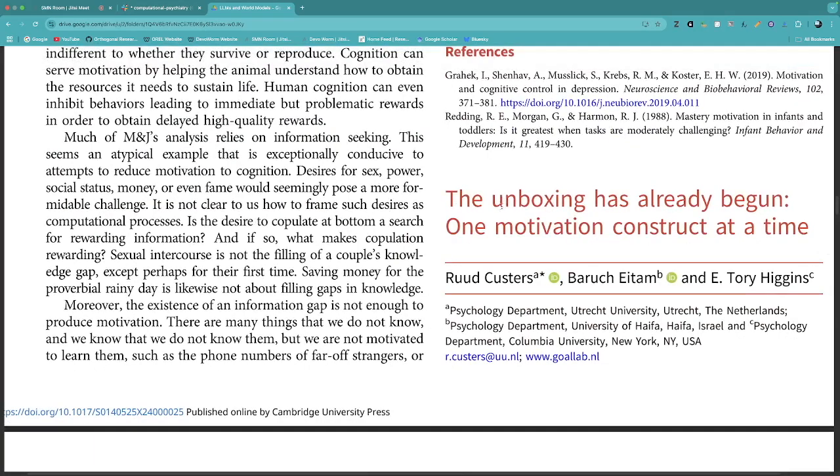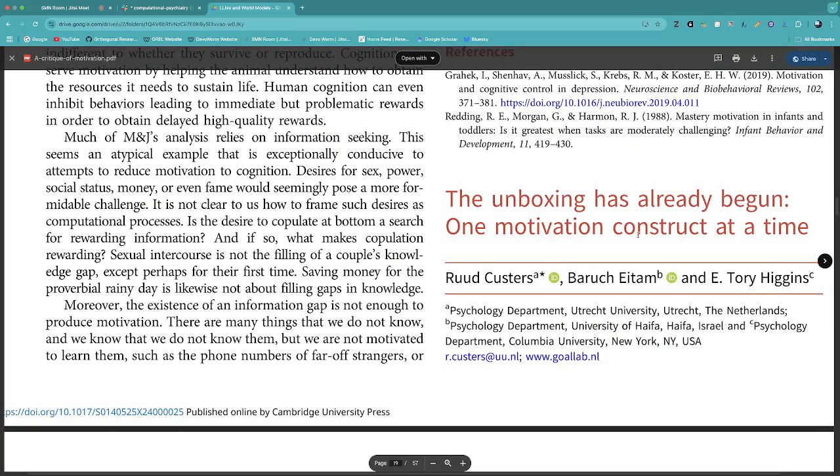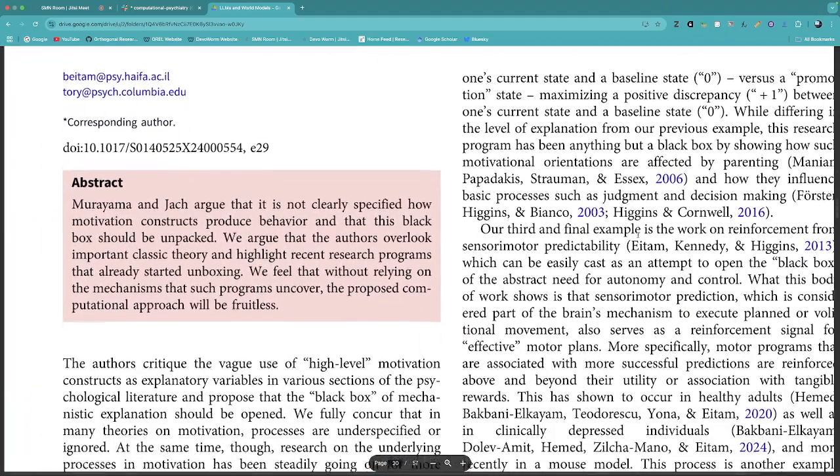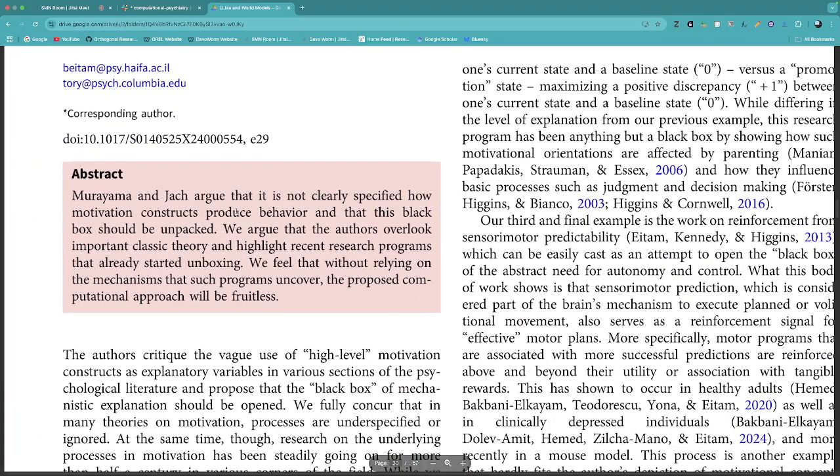So then this one, The Unboxing Has Already Begun, One Motivation Construct at a Time. The abstract here reads, Murayama and Jach argue that it is not clearly specified how motivation constructs produce behavior, and that this black box should be unpacked. We argue that the authors overlook important classic theory and highlight recent research programs that have already started unboxing. We feel that without relying on the mechanisms that such programs uncover, the proposed computational approach will be fruitless.